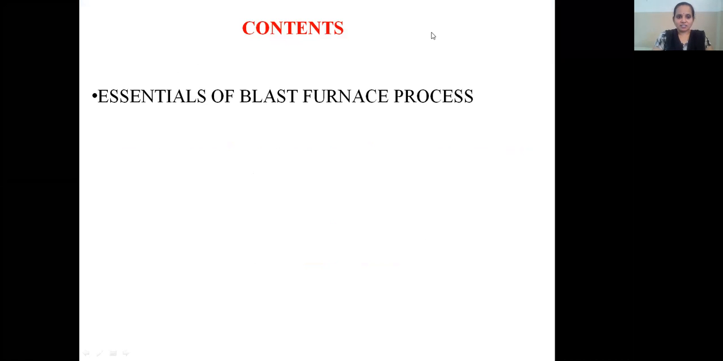Session contents: essentials of blast furnace. Here, in this essentials of blast furnace, we are discussing blast furnace reactions that take place in different zones: direct reductions, indirect reductions, solution loss reactions, and calcination of flux.